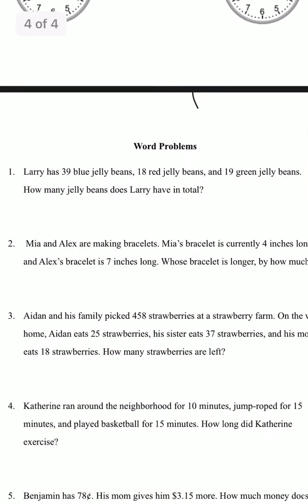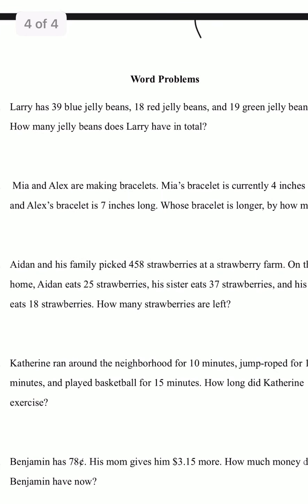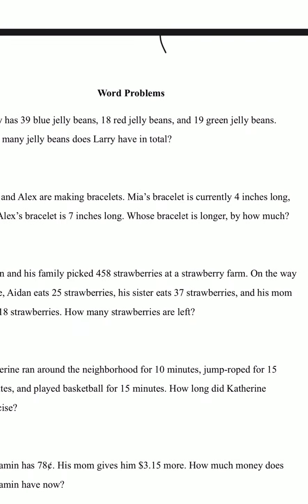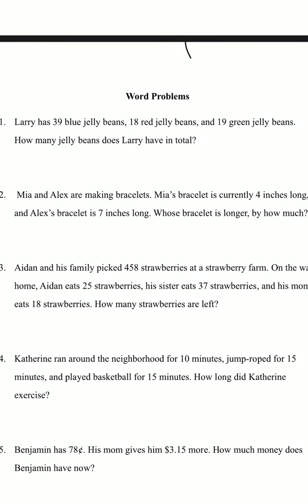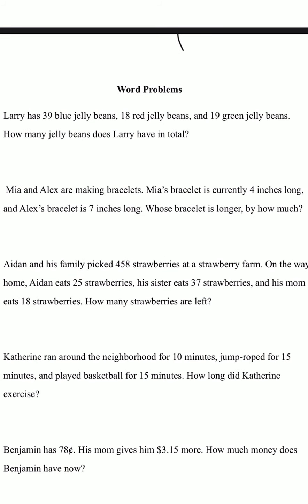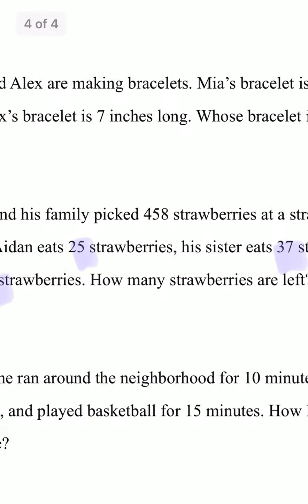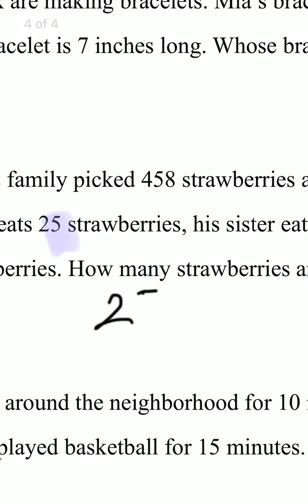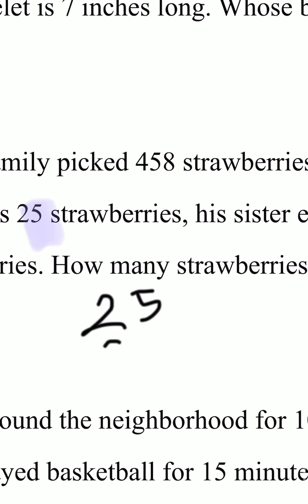Now we're going to do the word problems. Aiden and his family picked 458 strawberries at a strawberry farm. On the way home, Aiden eats 25 strawberries, his sister eats 37 strawberries, and his mom eats 18 strawberries. How many strawberries are left? So we're going to do 25 plus 37 plus 18 first. Okay? 25 plus 37.